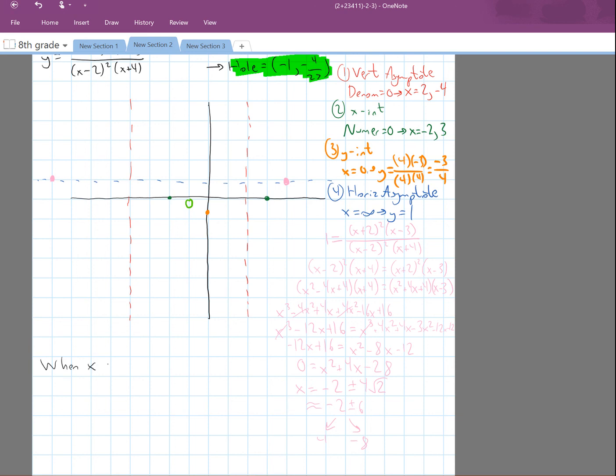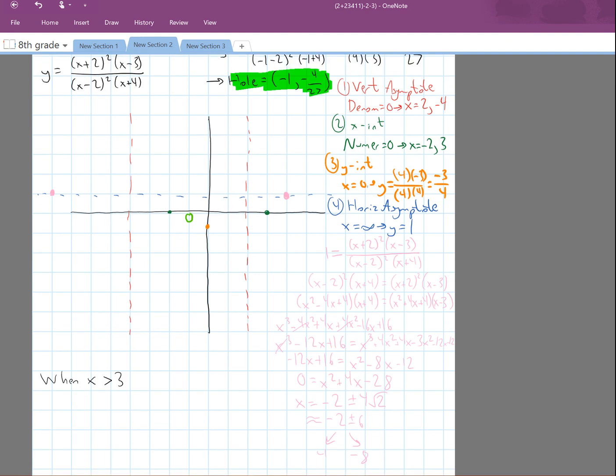When x is greater than, care about this point first, 3, we should see we get all positives everywhere. It's going to start over here. Why am I starting it above this? That's because I know it's going to have to cross there, right? So visually, you should see like you can't start under this asymptote. So it's going to have to cross it.